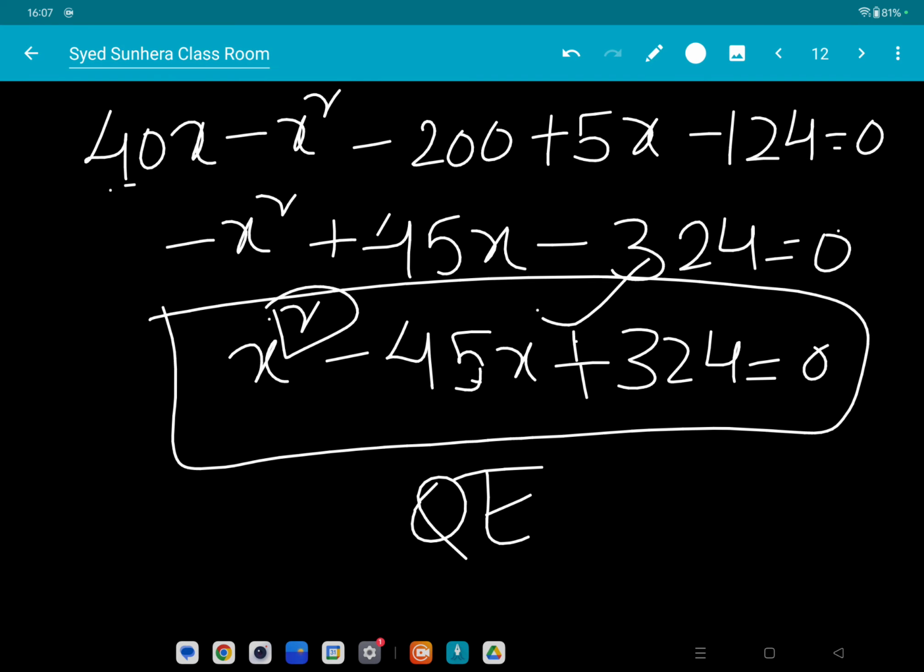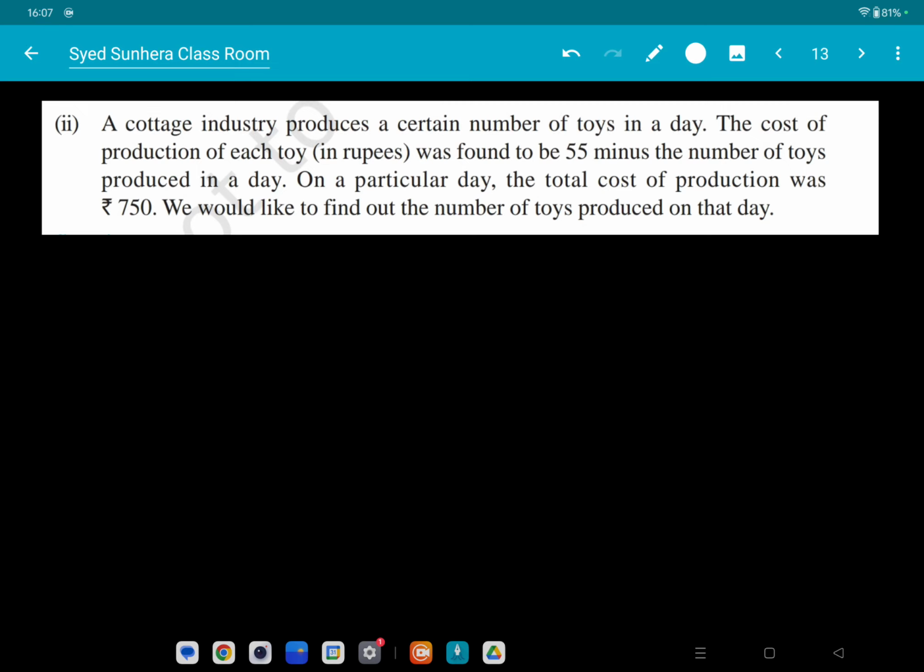Here another question is, a cottage industry produces a certain number of toys in a day. So an industry will produce a certain number. We don't know how many toys there are. The cost of production of each toy in rupees was found to be 55 minus the number of toys produced in a day. On a particular day, the total cost of production was 750. We would like to find out the number of toys produced on that day. So we need to find the equation. How can we find the equation? We will think about it.